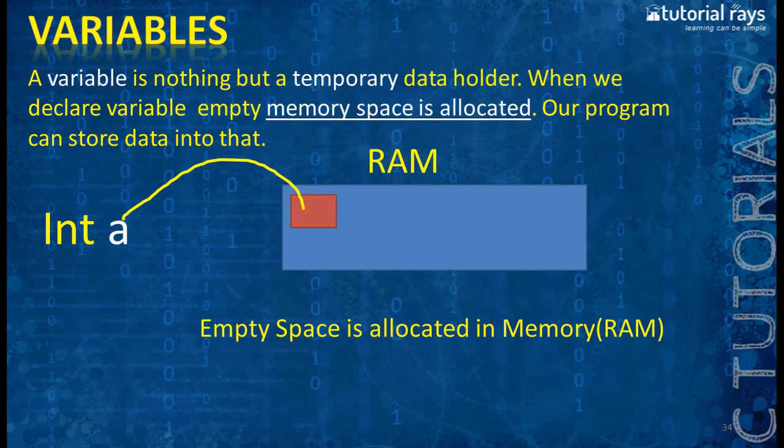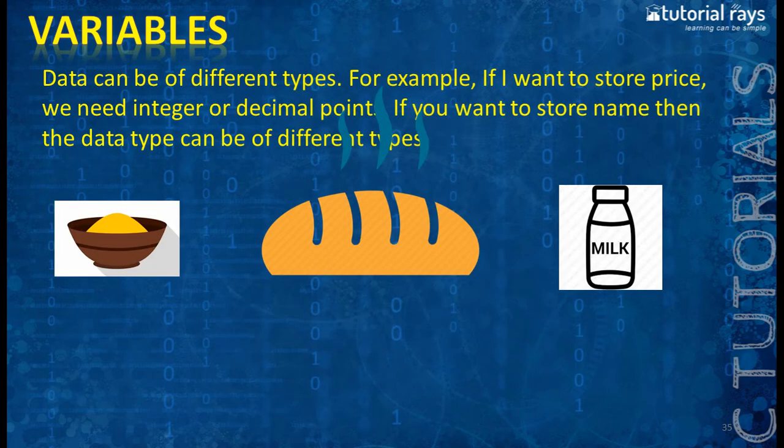So now what will we do with that? Inside this empty space, an integer value can be stored temporarily. Data can be of different types. For example, if you want to store a price, we need an integer or a decimal point. If you want to store a name, then the data type can be different, for example a string or a character.